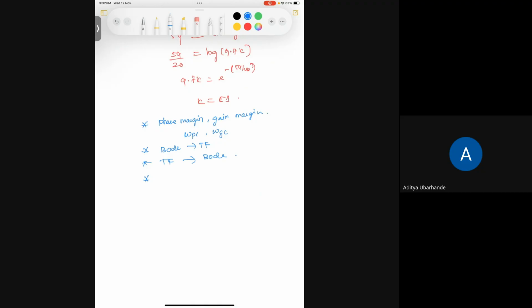Otherwise, some 1 or 2 marks questions would come from whatever we solved. If I give a zero at s power n, what is the slope? We can ask something like that. These are all testing your basics. That's it. Any doubt in today's session?